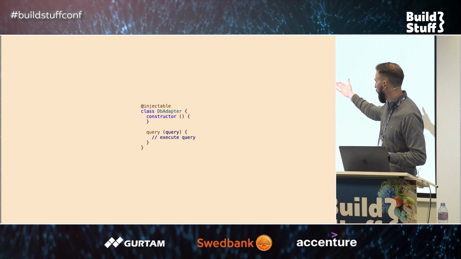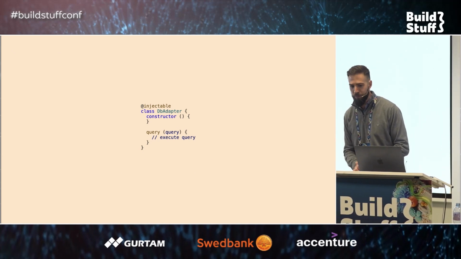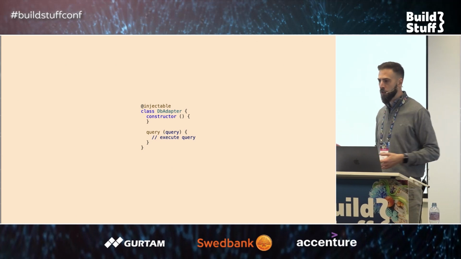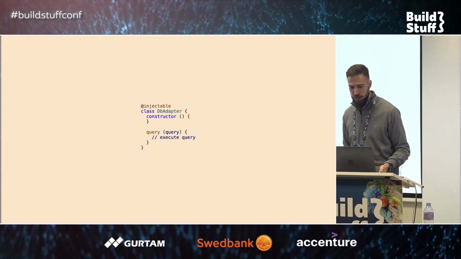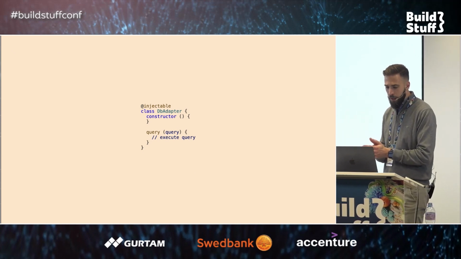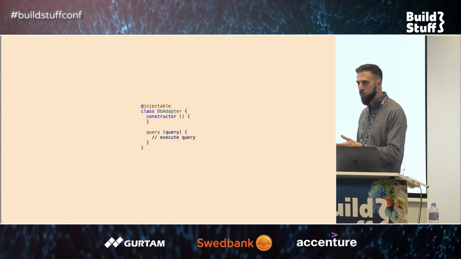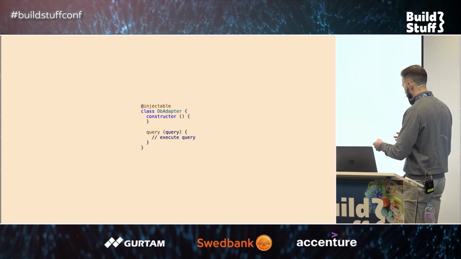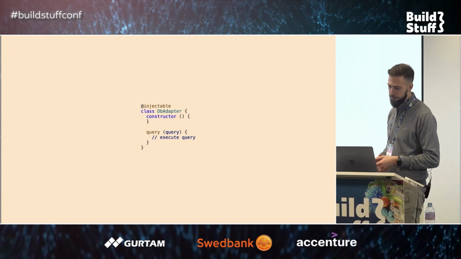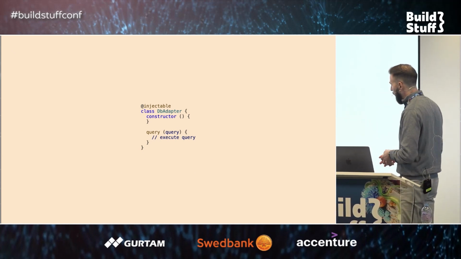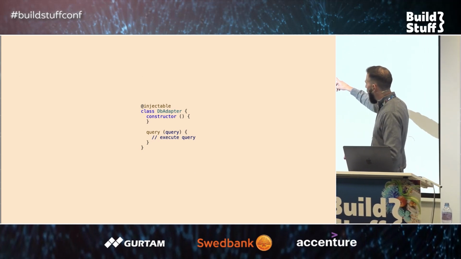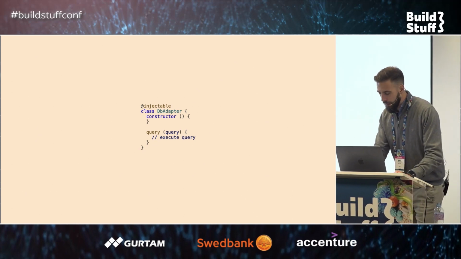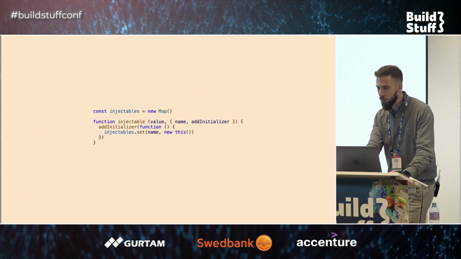For example, we could have this class DBAdapter. The DBAdapter is going to be responsible for all things communication with our database. We want to be able to make use of this throughout our application, throughout our controllers, wherever we need it, basically. And what we want to be able to do is add this injectable decorator. And here's how we could implement this.